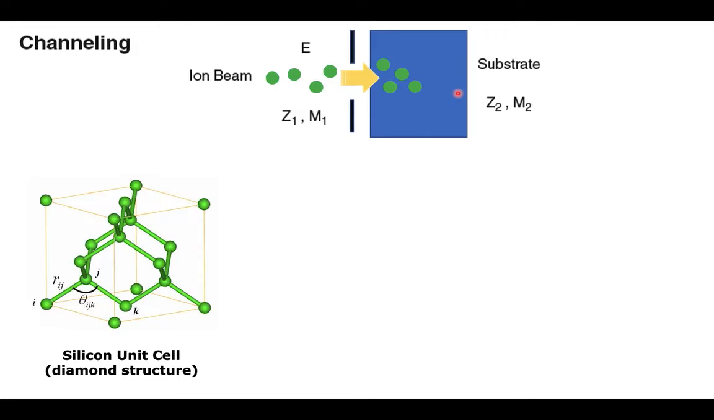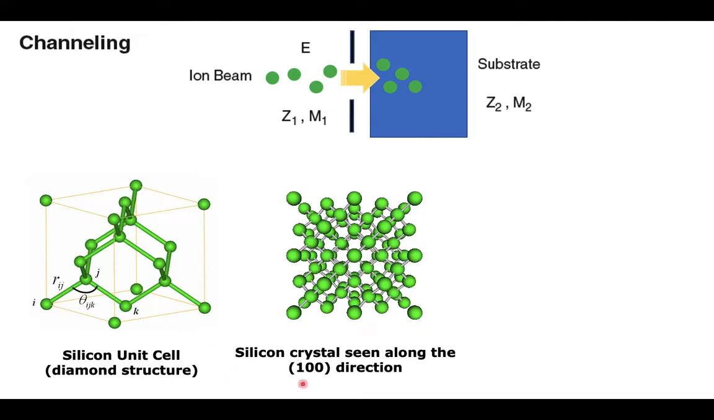Now what do you mean by channeling? For example, if you look at the silicon crystallographic structure, which is basically the diamond structure, at different angles. If you look at the crystal along the 100 direction, it looks like this. You see that there are some holes which are clearly visible, one hole here, another hole here. If you bombard ions in these directions, you have collisions with these atoms. But if your ion is falling here, you'll get a channel, so it passes through and your collision will be less. This is called channeling.